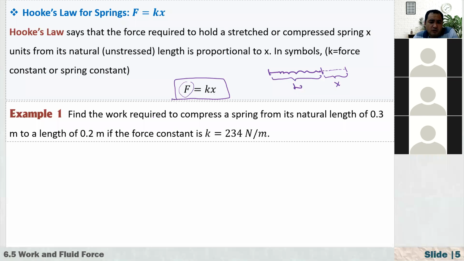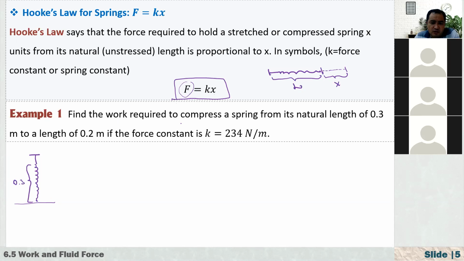Find the work required to compress a spring from its natural length of 0.3 meters to a length of 0.2 meters if the force constant is K equals 234 Newtons per meter. So here we are talking about a spring. Let me draw this vertically to save space. That is the natural length of the spring, 0.3 meters. Maybe this is the ground, and I'm pushing from the top, compressing this.